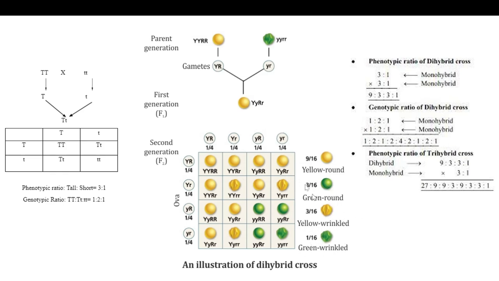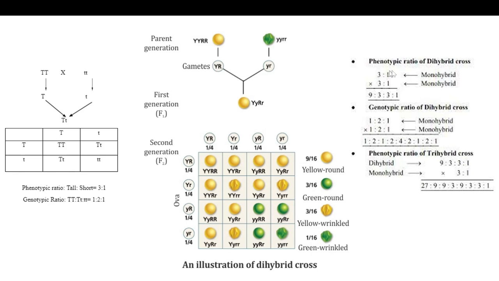On the basis of that, you just see what the genotype and phenotype are, and you will find the ratios. The easy way to do it is to remember the phenotypic ratio of your monohybrid cross, that is 3 is to 1, which is very easy to remember.